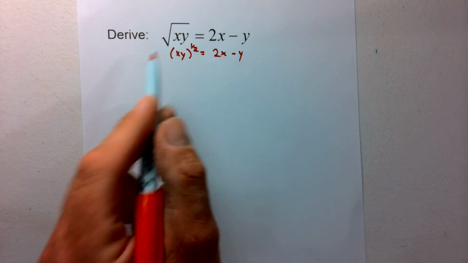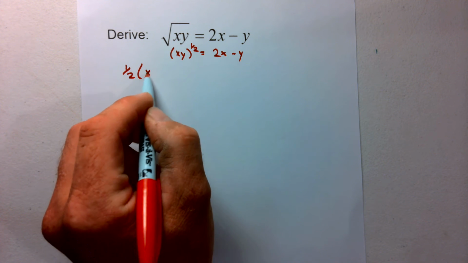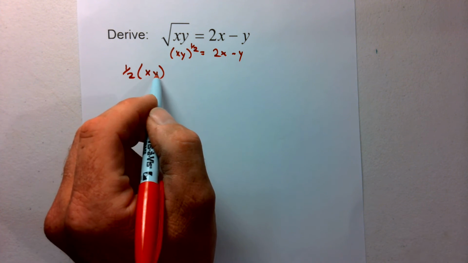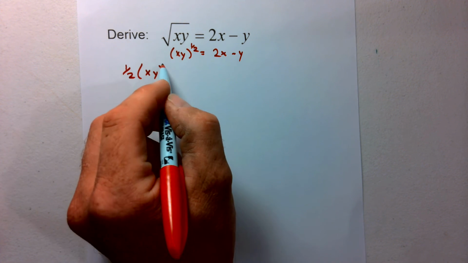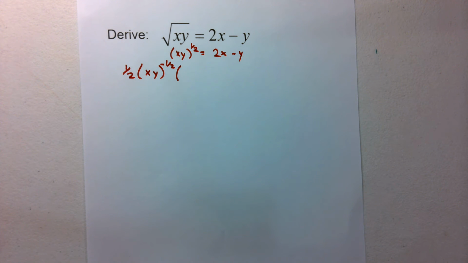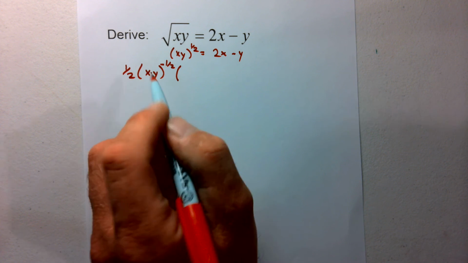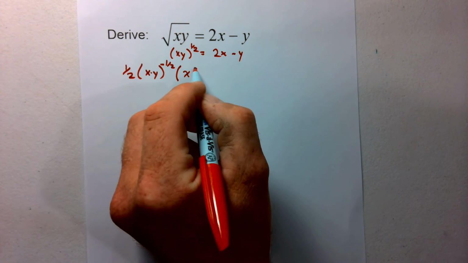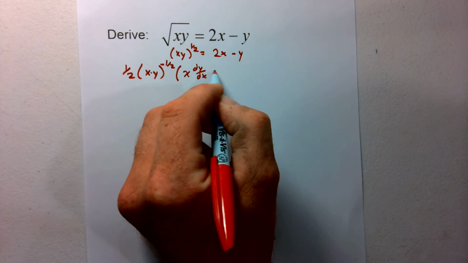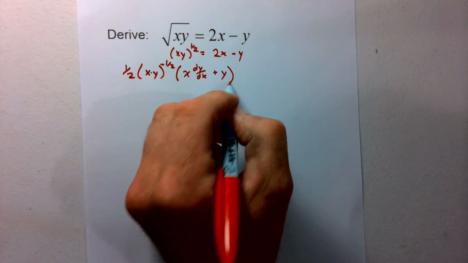We have a quantity to an exponent, so to find the derivative, we're going to use our chain rule. So we have 1/2 times xy, decrease that exponent by 1, we get negative 1/2. And then the derivative of xy. We did the derivative of xy in just that previous example, if you recall. So for the derivative of xy, we have a product rule: x dy/dx plus y times 1. Derivative of x is 1.